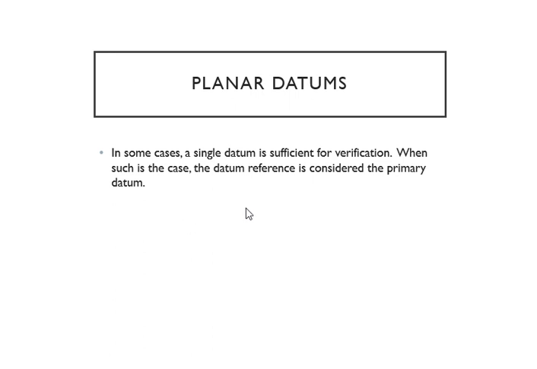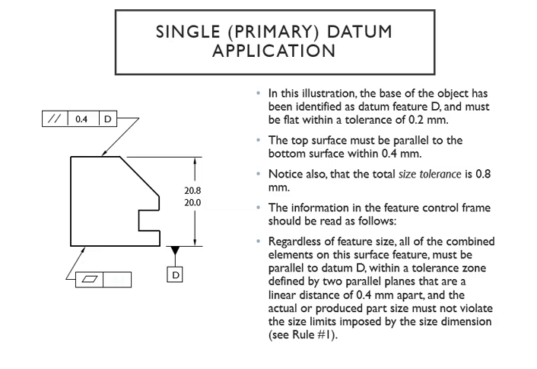Sometimes you only use a single datum, and that's sufficient, meaning it's enough for verification. In that case, your datum reference is your primary datum. And here is another example. You have a part, and here you have your control frame right there. You can see parallelism right there.